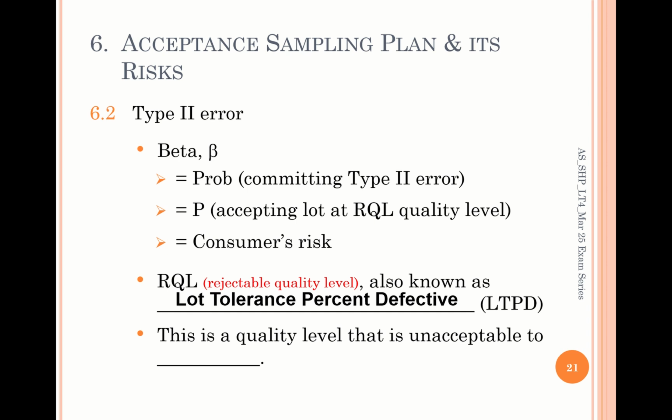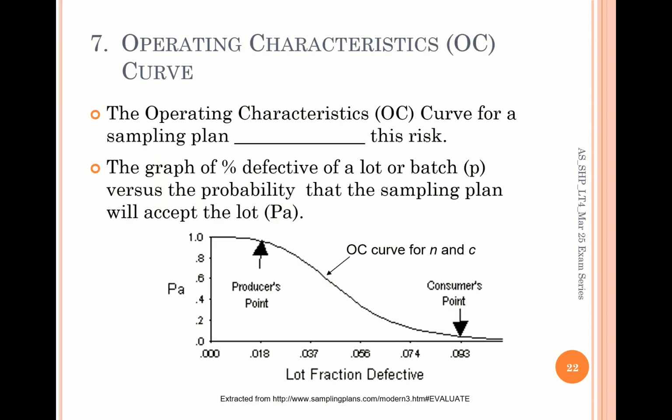So this is a level that is unacceptable to the customer. AQL is the maximum risk I can accept, maximum defects. Beyond that, RQL. Okay, this one is a bit complicated, don't worry so much. This is called an OC curve. OC stands for operating characteristic curve, and it quantifies this risk. So this graph is the OC curve.